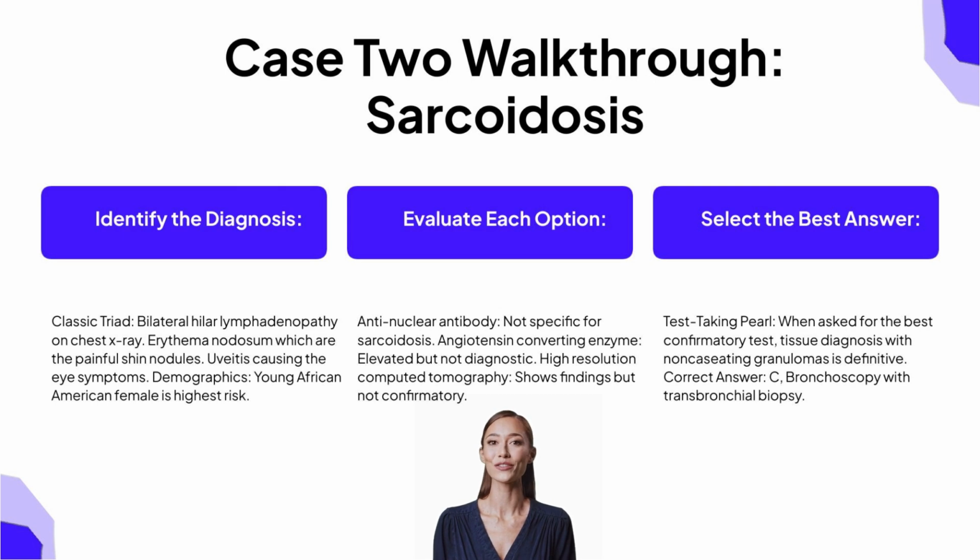When the question asks for the best confirmatory test, tissue diagnosis is definitive. Non-caseating granulomas on biopsy confirm sarcoidosis. The answer is C, bronchoscopy with transbronchial biopsy.